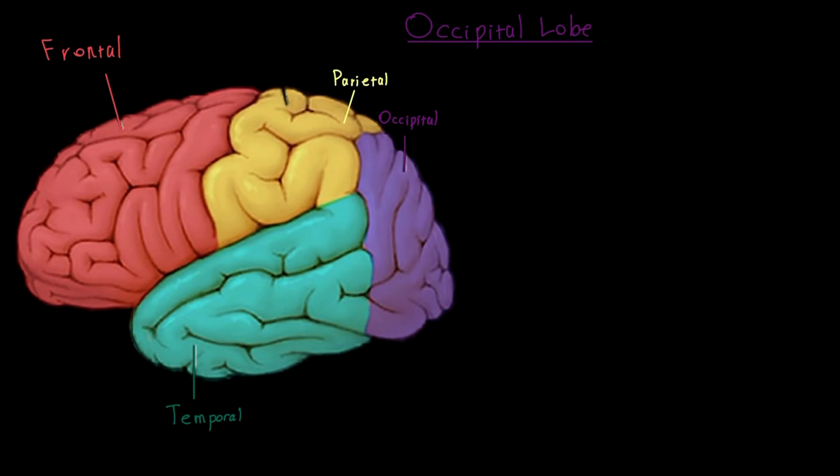Now let's talk about the occipital lobe, which is at the back. It's the purple one. It is going to be the primary visual cortex, so that's where you're going to have your vision. And it's also going to be involved in visual association, so that's perception of what you're seeing.